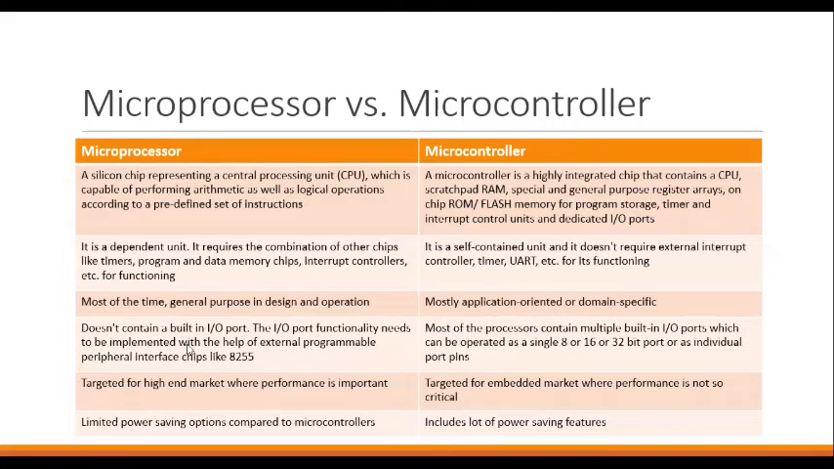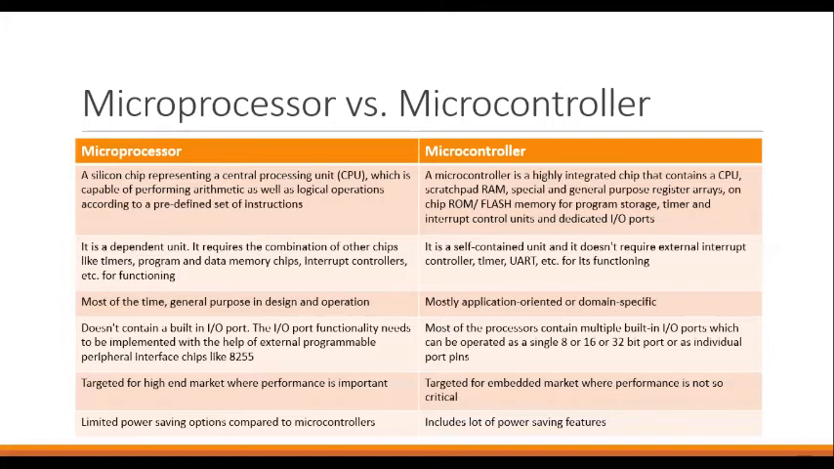A microprocessor doesn't contain a built-in IO port. The IO port is where we connect input and output devices. The IO port functionality needs to be implemented with the help of external programmable peripheral interface chips like the 8255. So we need to connect a chip which can provide IO port functionality to the microprocessor. Whereas microcontrollers contain built-in IO ports which can be operated as single 8-bit, 16-bit, or 32-bit ports, or as individual port bits.